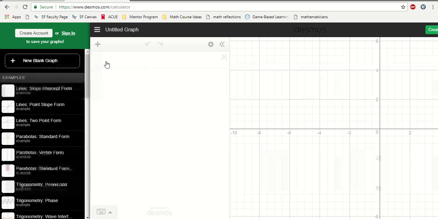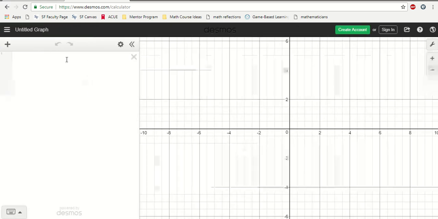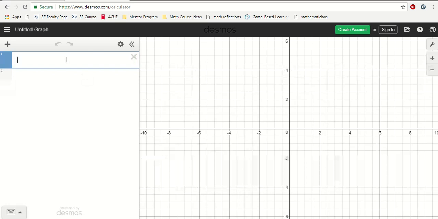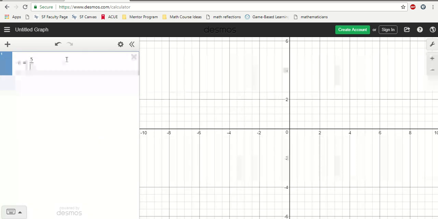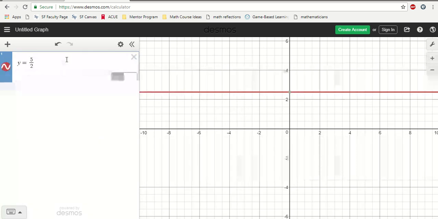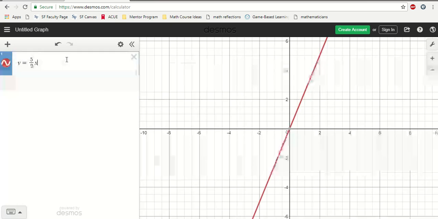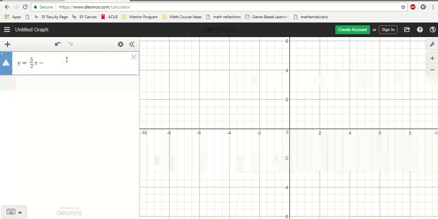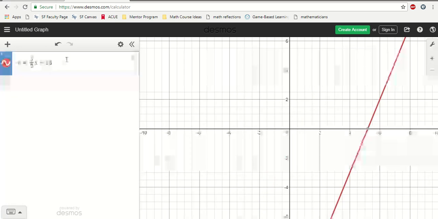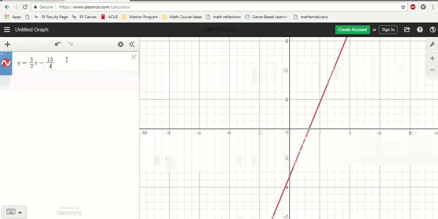And you should save your graph frequently. Save your graph frequently because you put a lot of work into this, so you don't want to lose it. So to enter your equations into Desmos, say that my equation was y equals 5 halves. I got the fraction just by hitting the division sign. Make sure you move out of your fraction before you hit the x minus, let's do 13 fourths. So there is my equation. I'm going to right arrow out of my fraction.